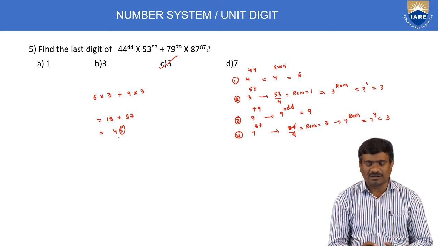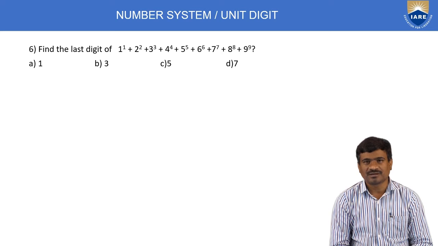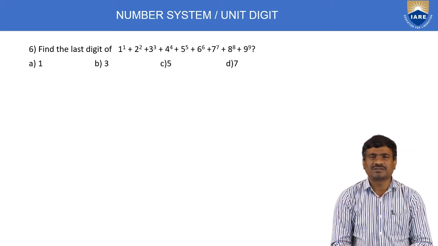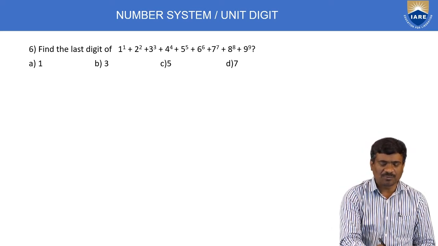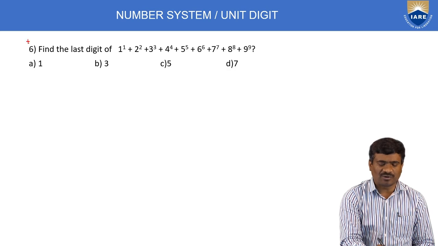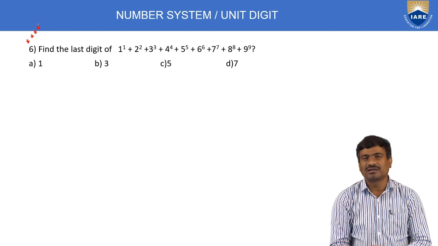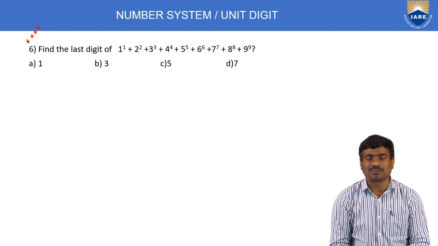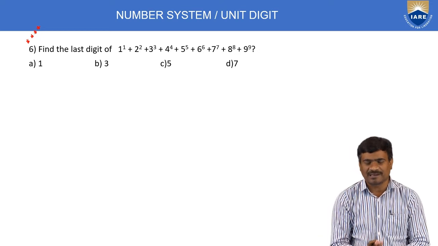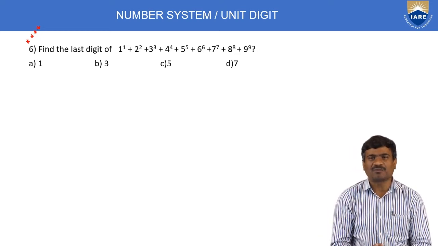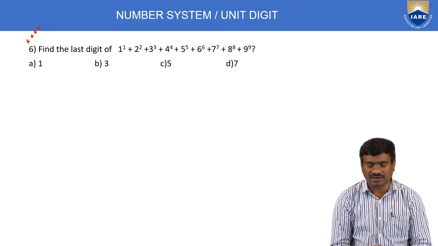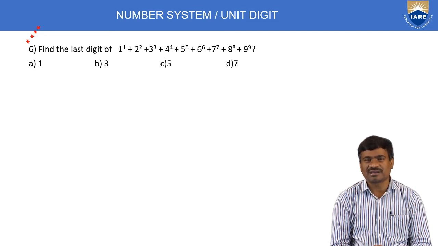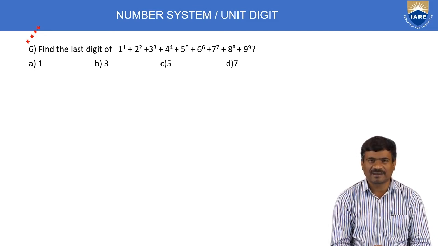Next, example number 6. Find the last digit of 1 to the power of 1 plus 2 to the power of 2 plus 3 to the power of 3 and so on up to 9 to the power of 9. This example is important because it covers all the properties. Option A 1, option B 3, option C 5, option D 7.